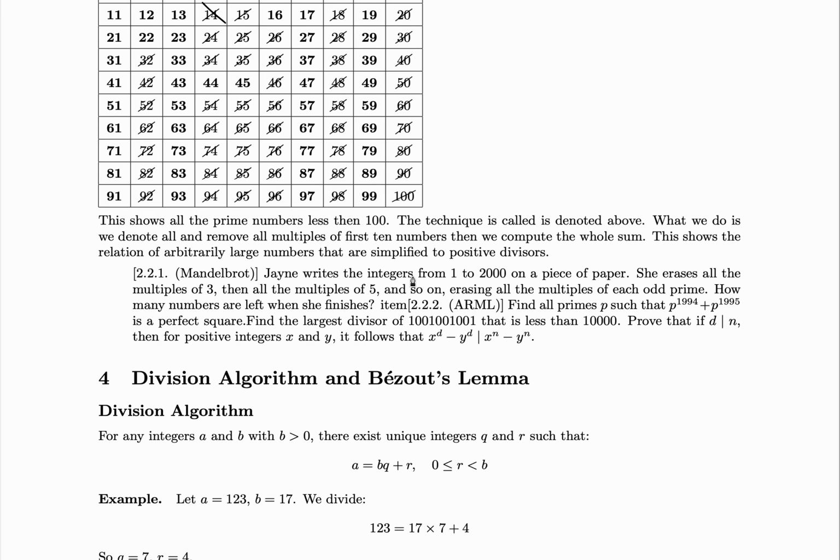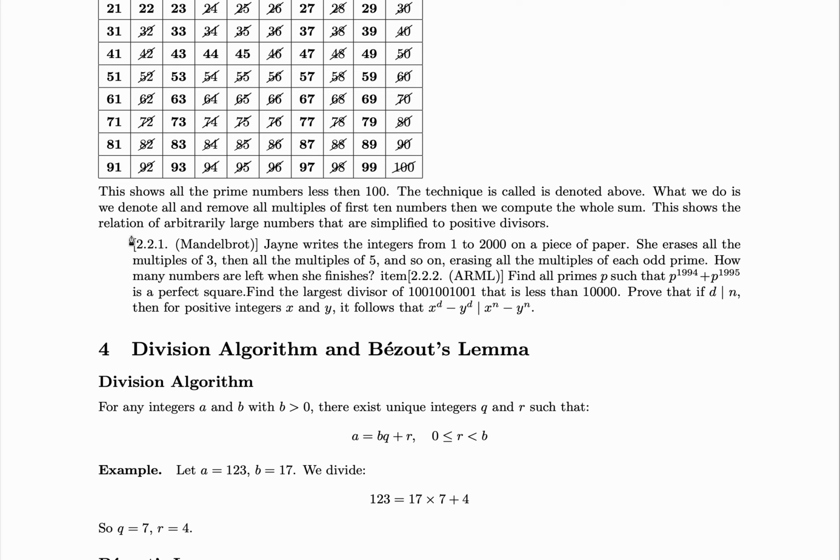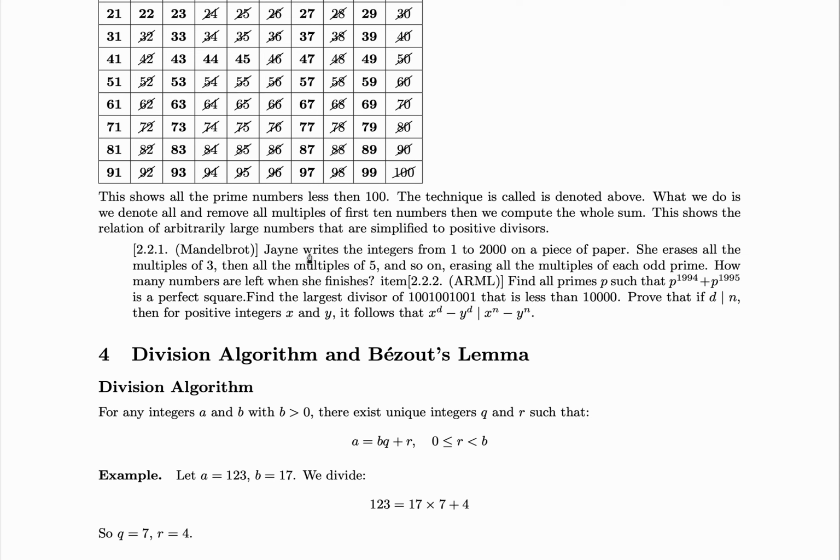Now, some of the problems here are really interesting. I'm gonna leave the link here below. Now, let's walk through. Let's go. Jane writes the integers from 1 till 2000 on a piece of paper. She erases all the multiples of 3, and then the multiples of 5, and so on, erasing all the multiples of each odd prime. How many numbers are left when she finishes?